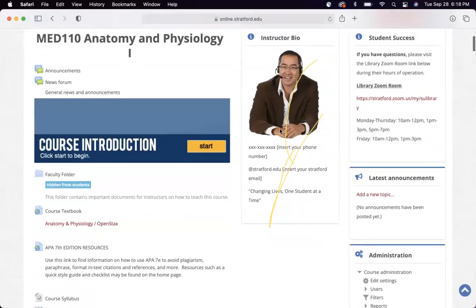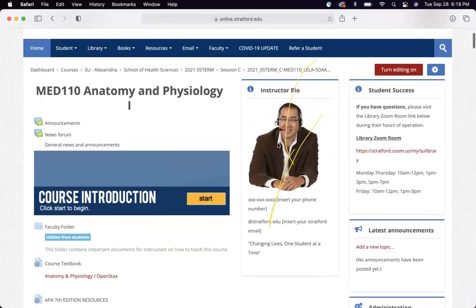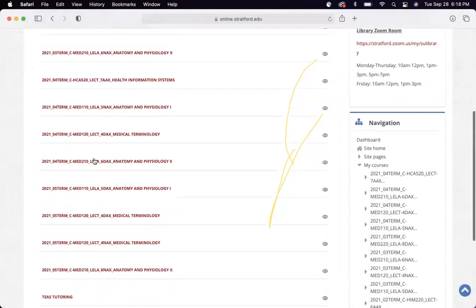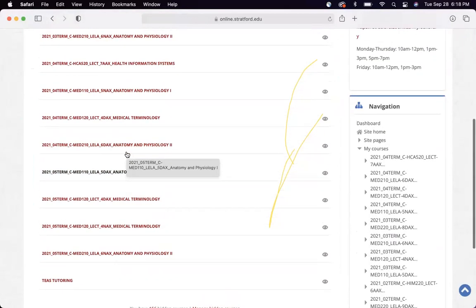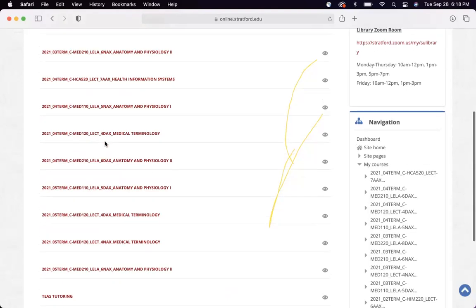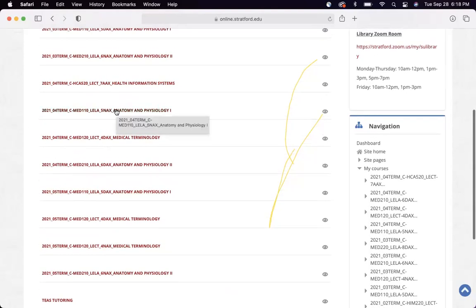Hey, that's weird. My instructor bio changed back to the default. Oh, because I'm in the wrong thing. It's term 5. Let's go to term, this is 5DAX, term 5. I want 110, 5DAX, 5NAX.